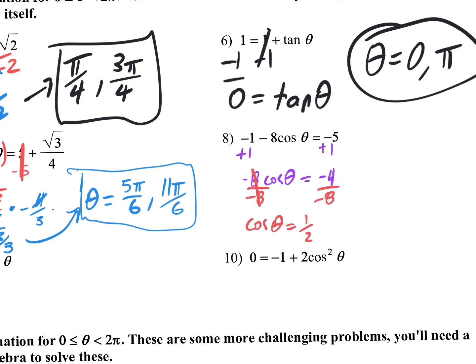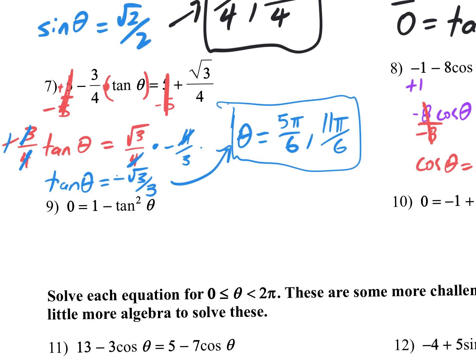Hopefully you came to this point where cosine theta is equal to 1/2. Okay, so now that we have that, again, we go to our unit circle. Theta is going to be equal to what? When cosine, my x values on the unit circle, are equal to 1/2. That's going to be π/3 and 5π/3. Okay, and there we go. We've got our solutions.